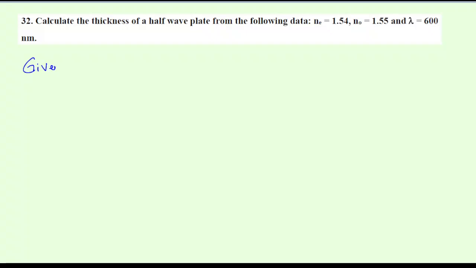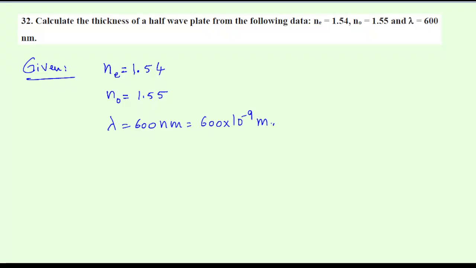So what all is given? Refractive index for extraordinary ray. Observe the terminology that I am using. I am not saying refractive index of, I am saying refractive index for. For ordinary ray it is 1.55 and wavelength used is 600 nanometer, that is 600 into 10 to the minus 9 meters. Okay. Now what is the concept being used here is that of a half wave plate.